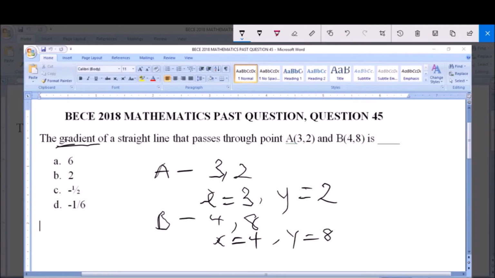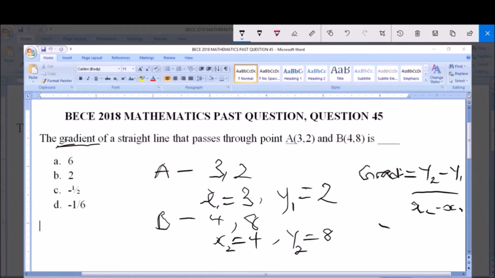That's for point B. Now to find the gradient, like we know, the gradient of a straight line is equal to y2 minus y1 all over x2 minus x1. Now they say it passes through point A, so the x here for point A will be x1, and point B, 4, the x here will be x2. Then point A again on the y-axis is 2, so the y for A will be y1, and point B on the y-axis is 8, so the y for point B is y2. So now we have x1, x2, y1, y2.